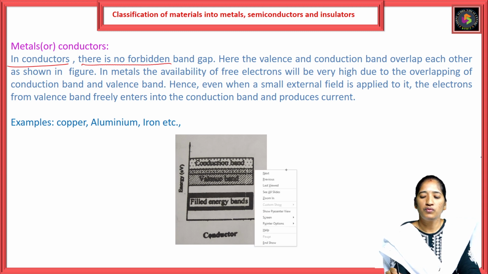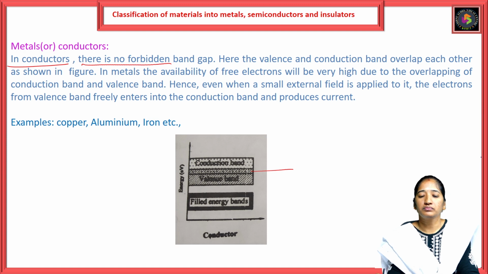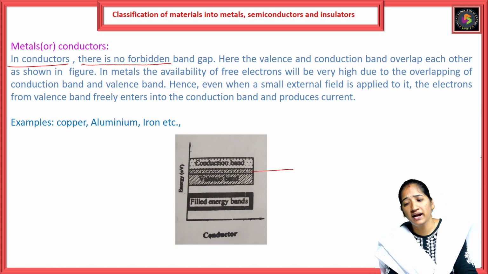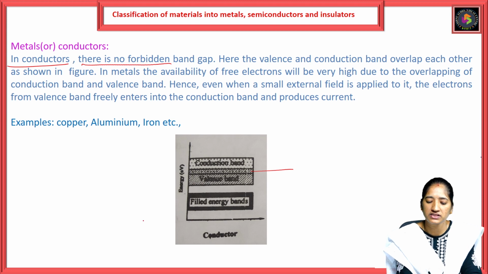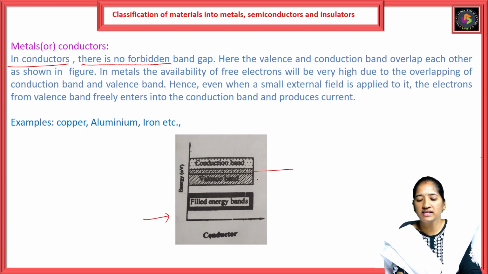There is no forbidden band gap. Here the valency band and the conduction band overlap each other. So look into this figure. This is the valency band and this is the conduction band.